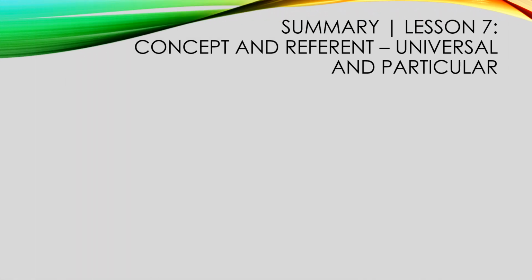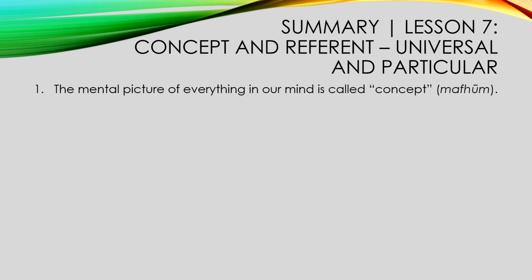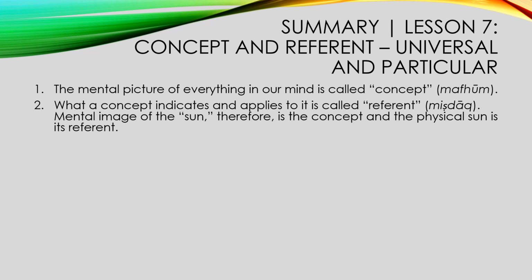Before we embark on our lesson for today, which is about the four relationships, let's have a quick summary of our previous lesson about concept and referent, as well as universal and particular. First, the mental picture of everything in our mind is called concept or mafhūm. Second, what a concept indicates and applies to is called referent or miṣdāq. The mental image of the sun, therefore, is the concept, and the physical sun outside is its referent.